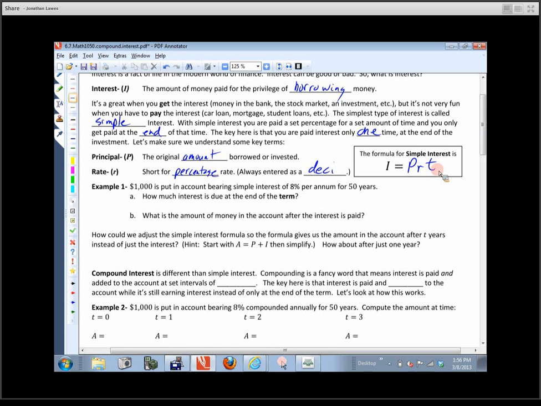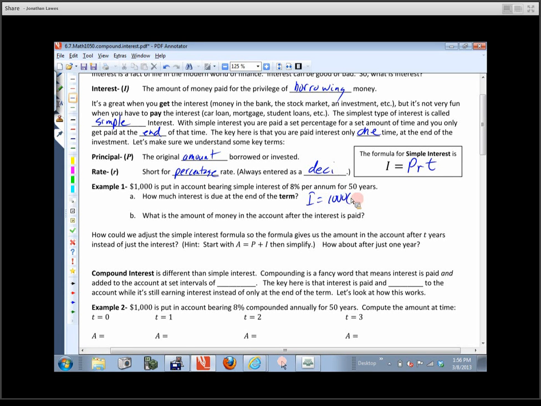So when we say at the end of the term, that's at the end of the agreement. If you have a 5-year car loan, the term is 5 years. If you have a 30-year mortgage, the term is 30 years. Okay? So how much interest is due? Now just interest. So the interest is, what's the principal?